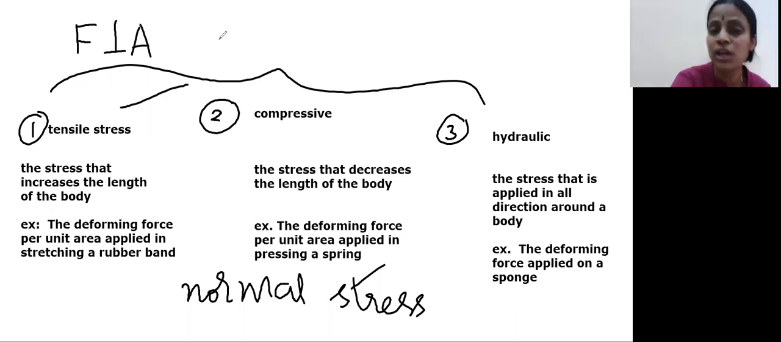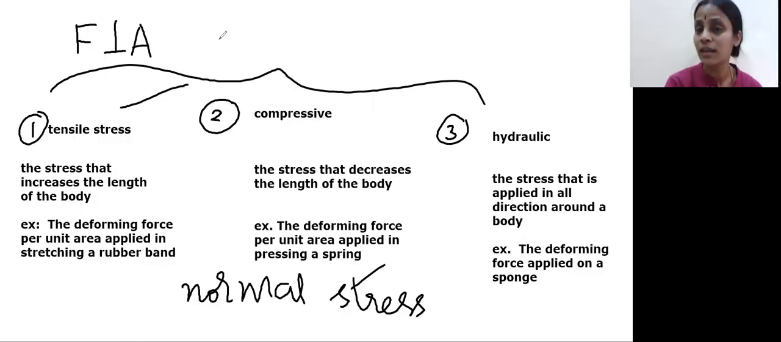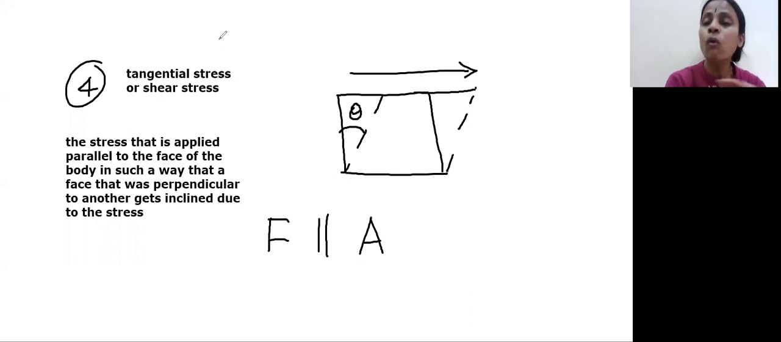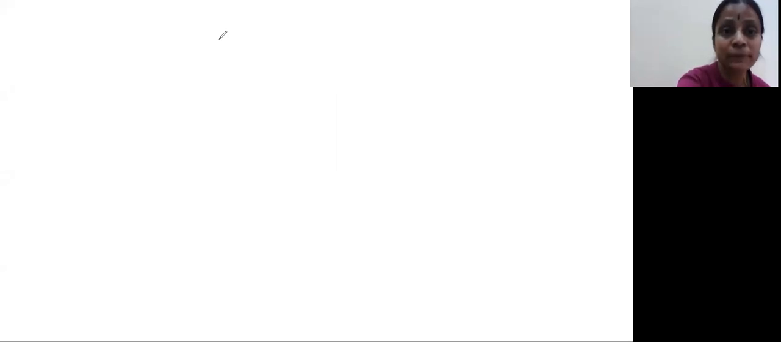Whereas if you look at tangential stress, F is parallel to the face. F is parallel to the area of cross section. You call such a force per unit area tangential stress. So what are the four types of stress that we have seen here? Tensile stress, compressive stress, hydraulic stress, and tangential stress. All these stresses have SI unit Newton per meter square, or the famous unit, Pascal. That's the same as your pressure. Is that clear? Now we move on to strain. What's strain?